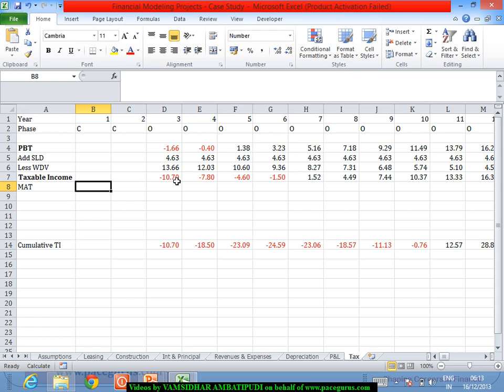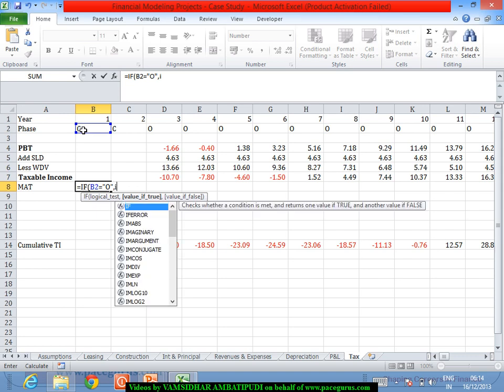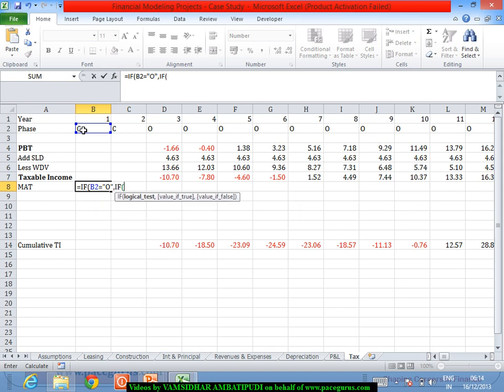So what do I look at in the computation of MAT? I will see, even if the cumulative, probably one thing I can simply look at is, if this is the operation space, I will check if the cumulative taxable income is less than 0.